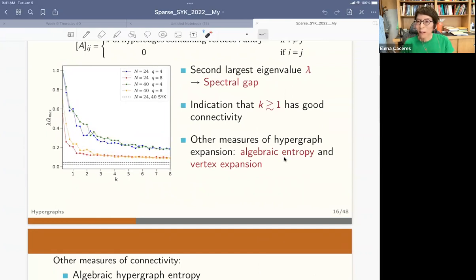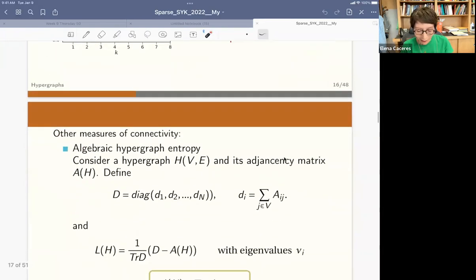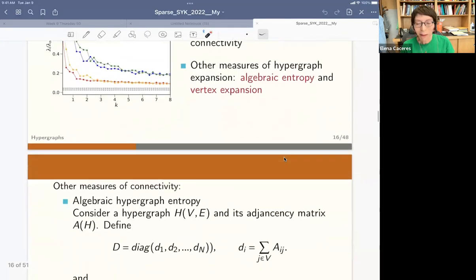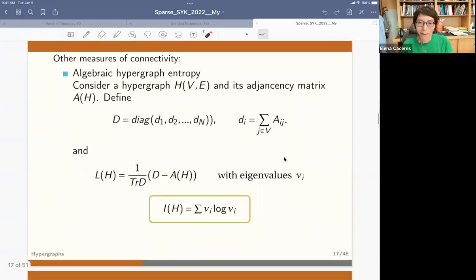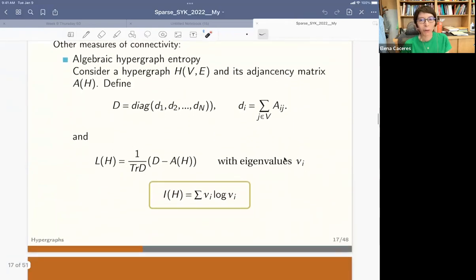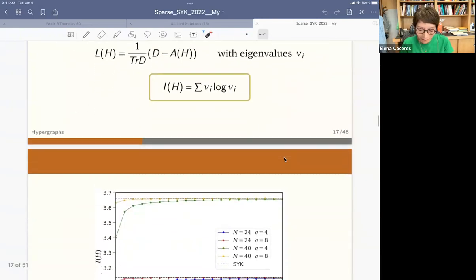The Q equals 8 asymptotes much faster to the SYK result, right? And remember that these are measures from hypergraphs. Which one of these measures, to what extent these measures actually contain physics, we'll have to see. We have to see by calculating for real physical results.